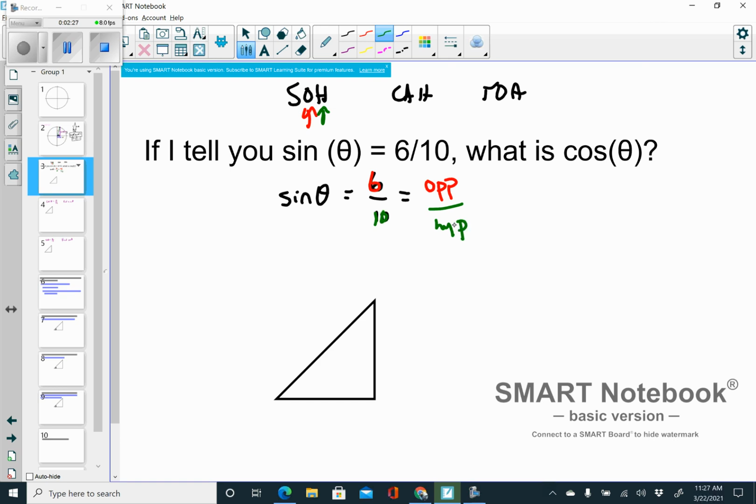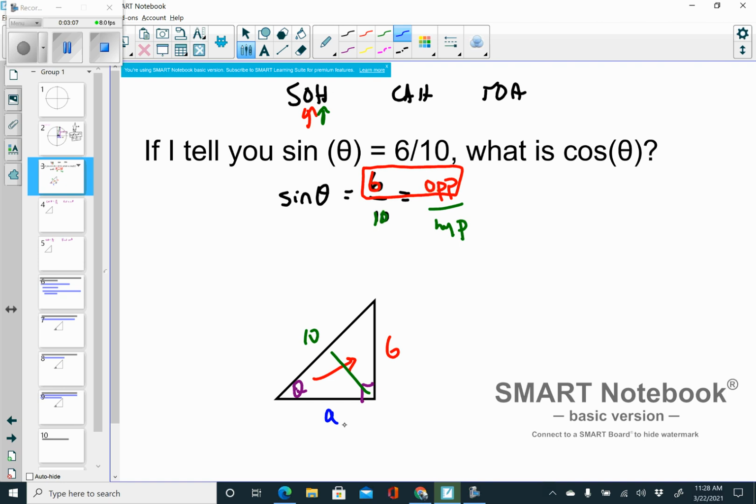So we're going to use this information to label our triangle. Here is our right triangle. Here's where our theta is. I'm going to look opposite my theta, and that's going to be 6 because our OPP is 6. And our hypotenuse is always our largest side, so it's the one opposite the right angle right here. So this is going to be 10. I want to figure out what this adjacent side is going to be. I'll do that in blue. Our adjacent side is going to be in blue.